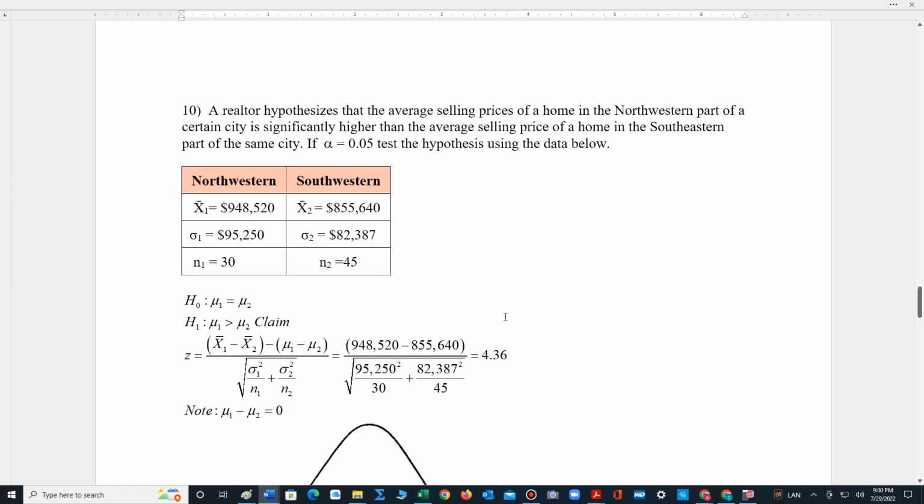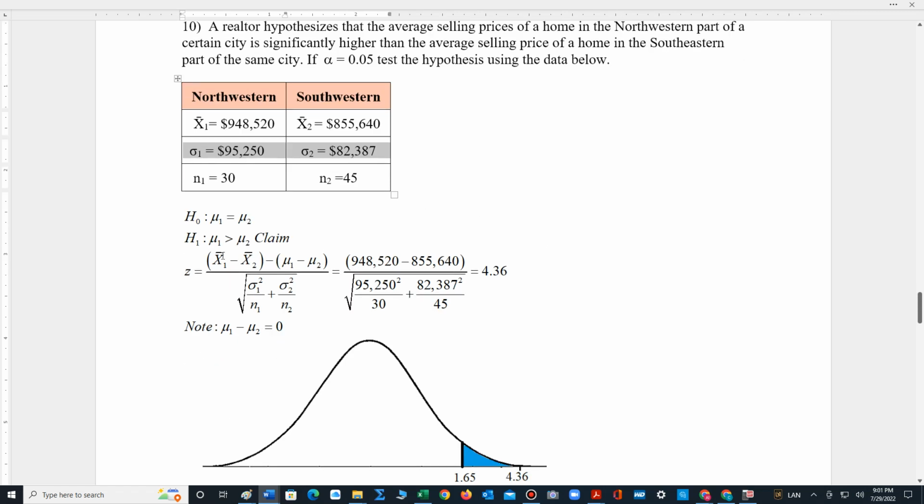Number 10, we're testing the difference between two means, and we know we're using the z-test because we're given two population standard deviations. The claim is that the average home price in the northwestern part of the city is greater than the average home price in the southwestern part of the city. So our claim is mu sub 1 is greater than mu sub 2. That's H sub 1. H0 has to be that the two means are equal. So once again, it's a right-tailed test because it's greater than.